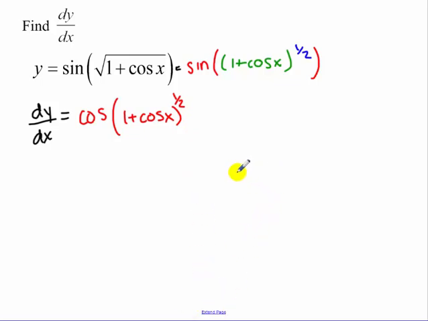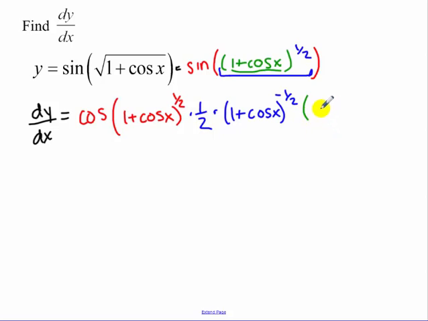Now what's the next function? The next function is actually this whole 1 plus cosine to the 1/2 power. So I have 1/2 times, leaving the innermost function intact, to the negative 1/2 power. Now lastly, we have the 1 plus cosine, or the green piece. The derivative of that, derivative of 1 is 0, derivative of cosine is negative sine of x.